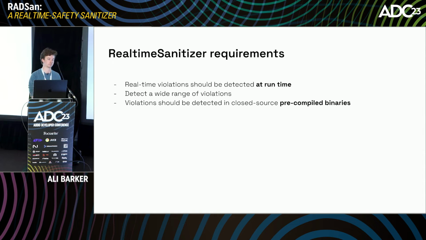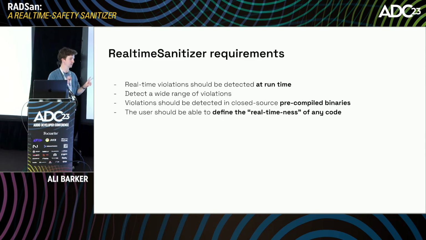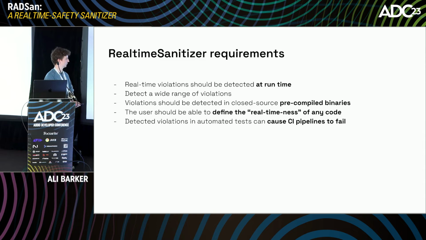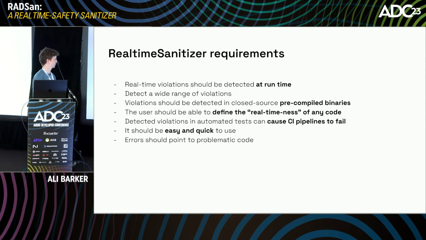So if you've been given a library developed by a third party, you still want to have confidence that you can use this on your audio code. We also want to be able to define the real-timeness of any code so that you can have control over the kind of granularity of what you're defining as audio code. We also want violations in automated tests to cause CI pipelines to fail so that we don't end up merging bad code into master and release it. It should be easy and quick to use for obvious reasons. And you should be able to use the output from the sanitizer to tell us exactly which line of code caused the problem.